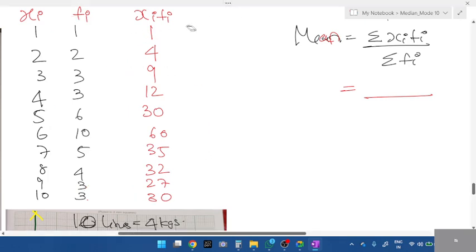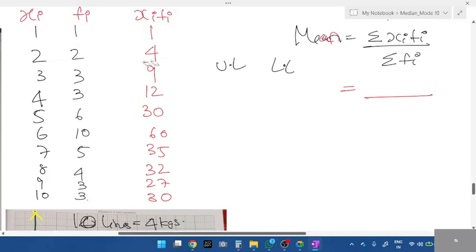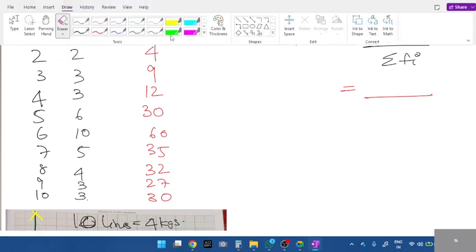Class interval? What is class interval? You'll have upper limit and lower limit. Is class interval required here? This is class marks, right? If it is a single value, it is class marks, students. Remember, this is class marks. So class interval is not required.